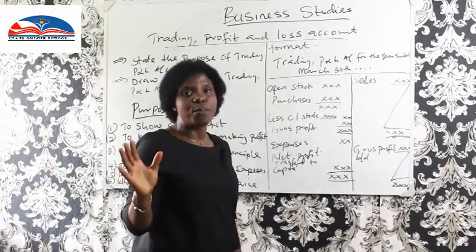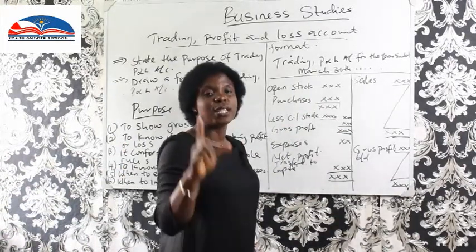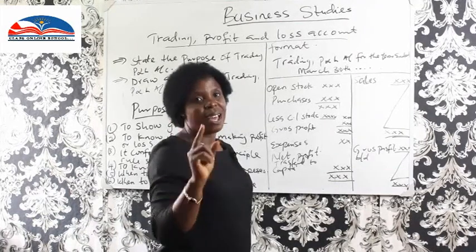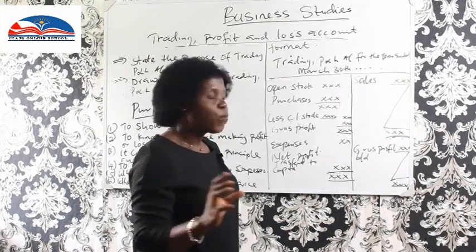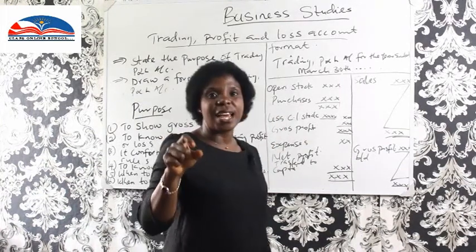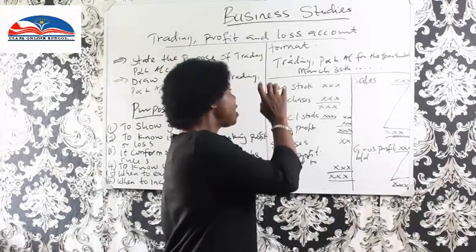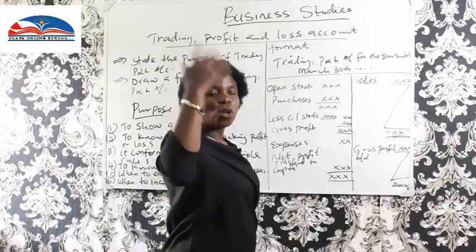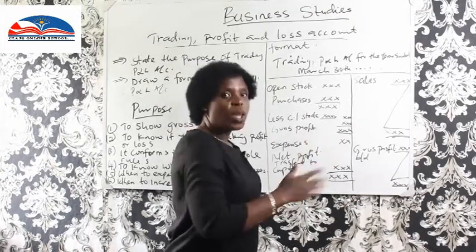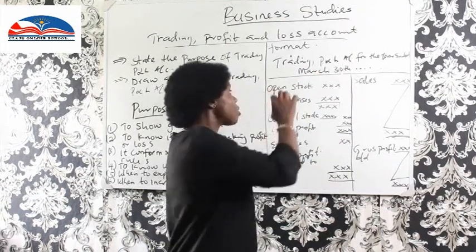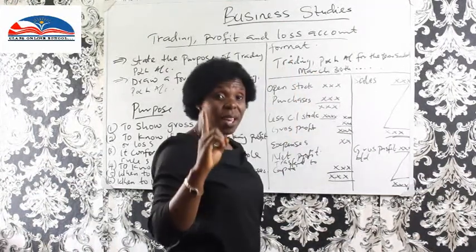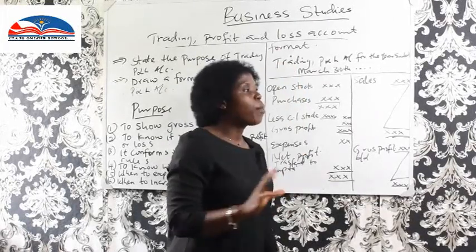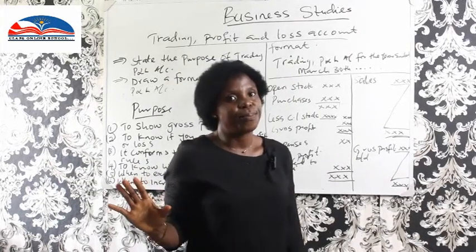Now, in preparing your trading profit and loss account, number one thing you need to know is it must have a heading. A trading profit and loss account needs a heading, so you will give it a heading: Trading profit and loss account for the year ended. If your year in your book of account ended in March 31st, 19 whatever, or 2000 whatever, you will put it. If it ends in January, you will put it. So first, your trading profit and loss account must have a heading. If it is in exams, this heading has its own mark. So don't prepare a trading profit and loss account without a heading.